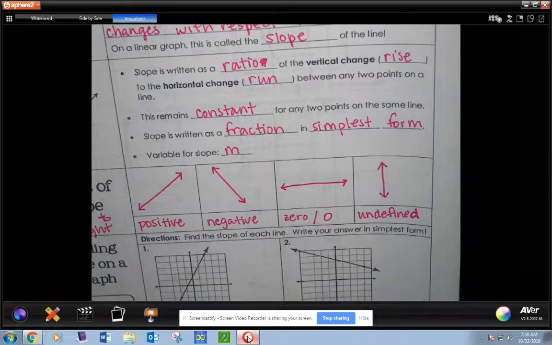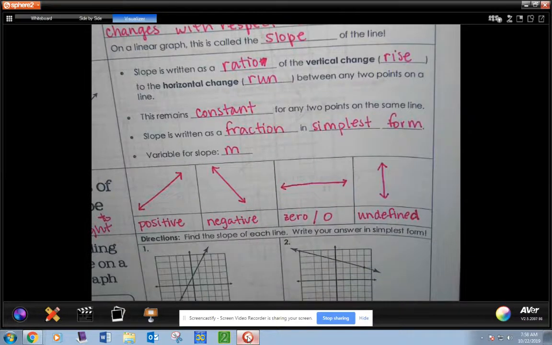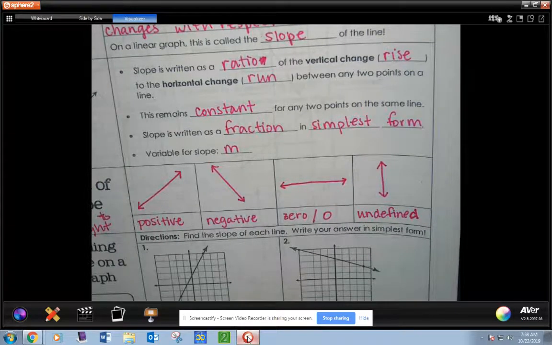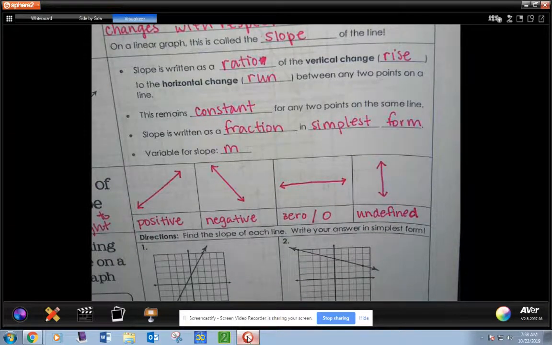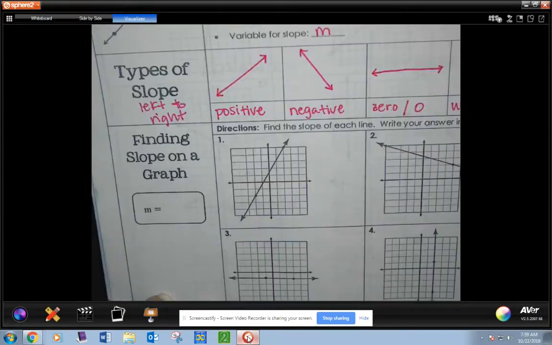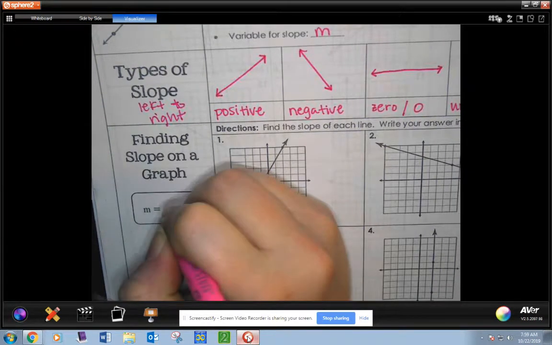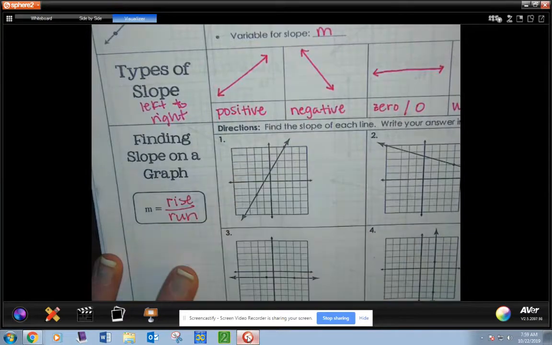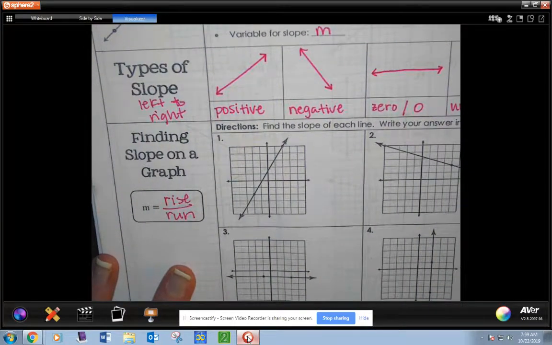So find the slope of each line, write your answer in simplest form. Okay. Most of the time, it's going to give you 2 dots. Your Delta Math is not giving you dots today. So I'm going to go over how to do these, and then there's some practice on the back that I want y'all to try on your own, and then we'll check it. Okay, so finding slope on a graph. To find slope on a graph, the first thing you're going to have to do is calculate your rise over your run. Okay?